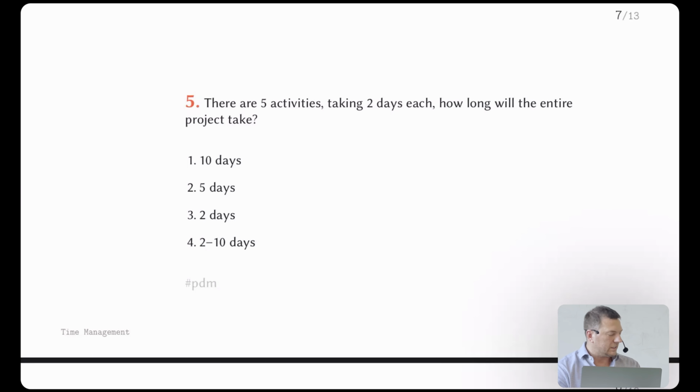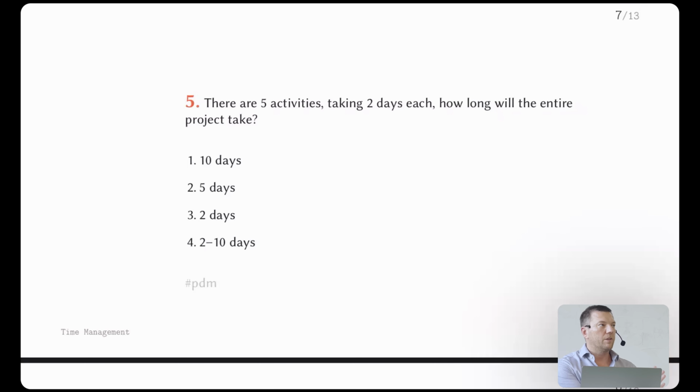Question 5. There are 5 activities taking 2 days each. Remember, we're doing time management now. So how long will the entire project take? 5 activities, 2 days each. Let's say 5 bugs we need to fix or 5 features to implement. We know that the duration of each activity is 2 days.